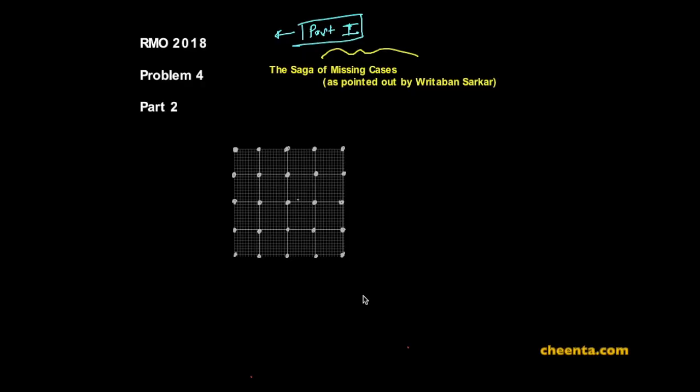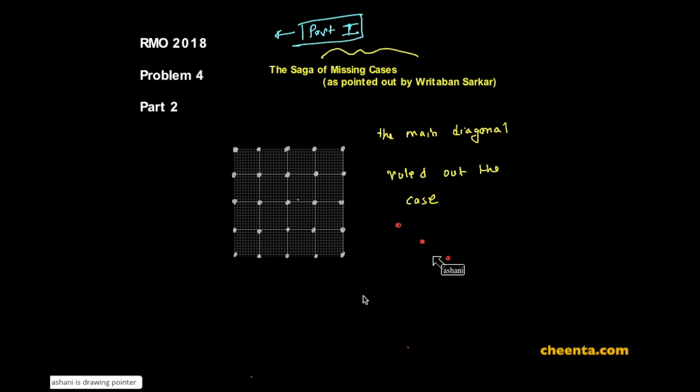Okay, so we were looking at the main diagonal of this grid, and we ruled out the case where three dots of the same color come after one another on the main diagonal. So that case is done. Now we still have to consider two other cases, as pointed out by Ritoban, one of our students, and let's do that.